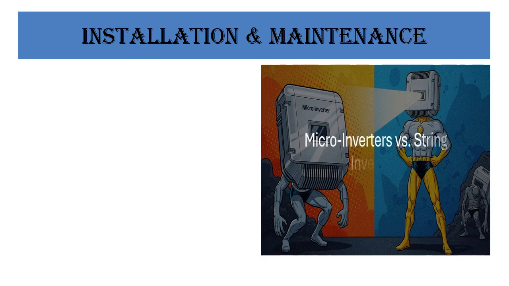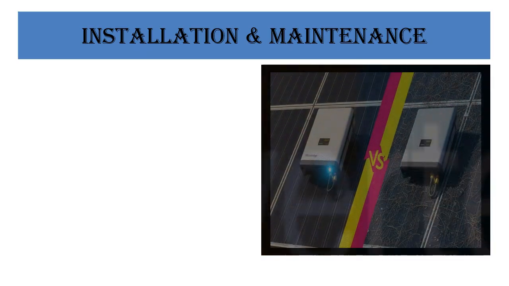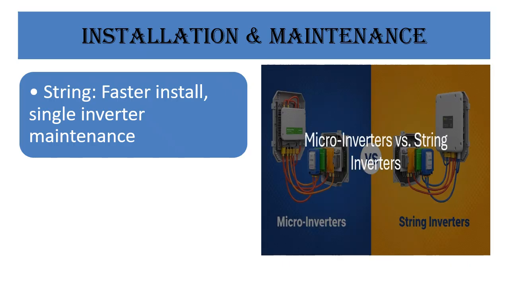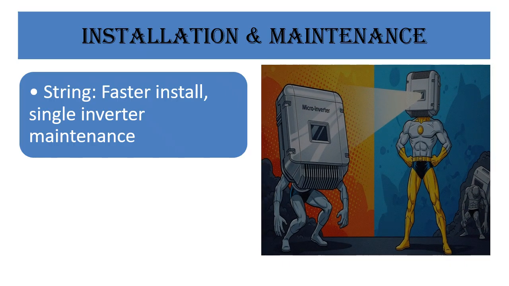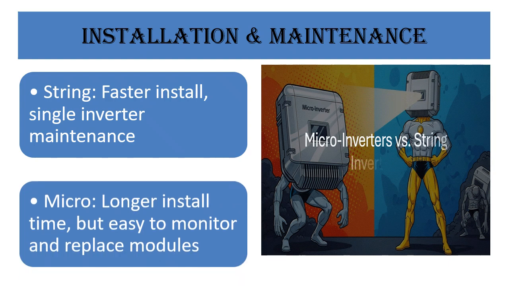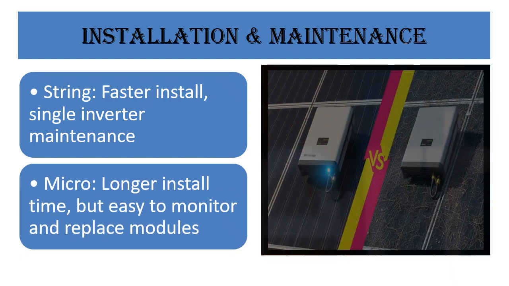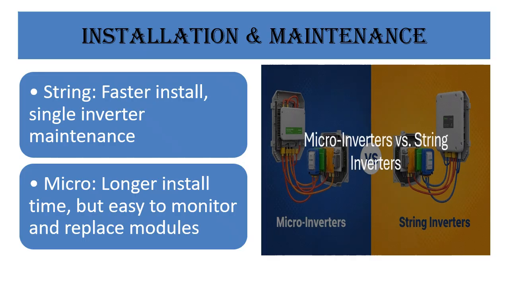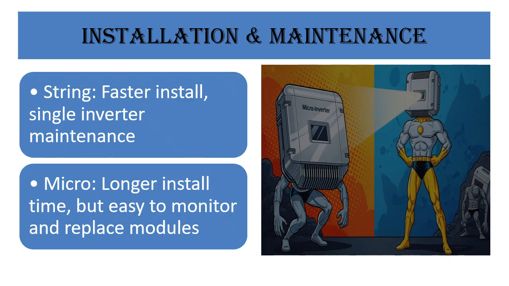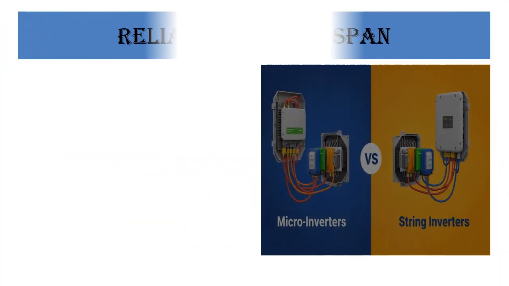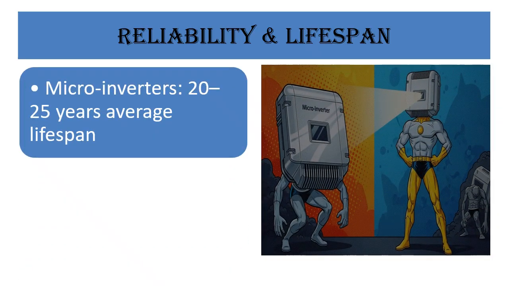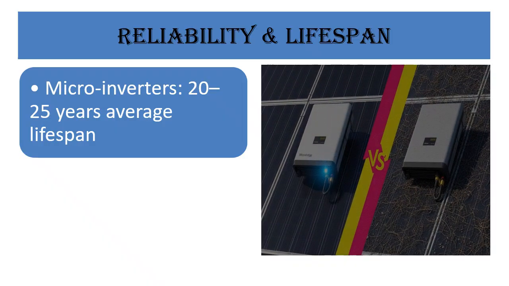Installation and maintenance. String inverters are easier and faster to install since there's only one central inverter. Microinverters require more setup time and wiring, but they make it easy to monitor each panel and replace faulty ones individually.